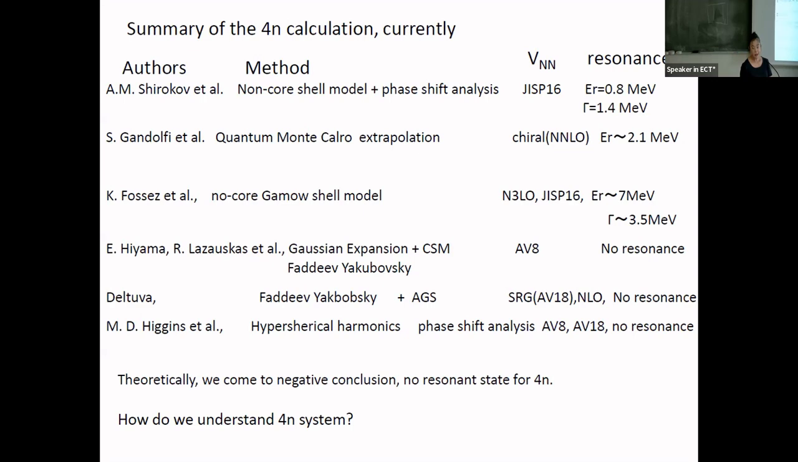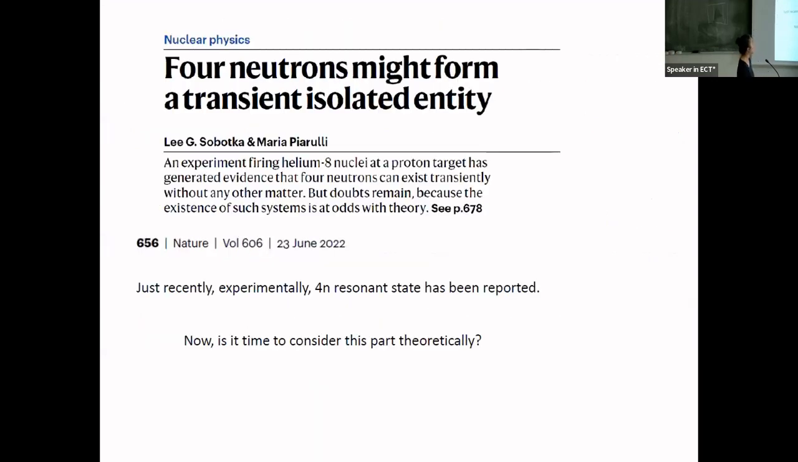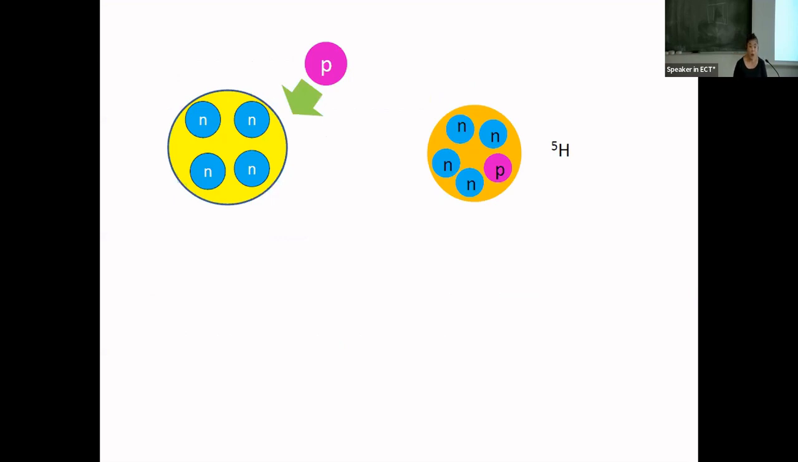But then some people gave a talk about this, and last month they published the 4 neutron discovery in Nature Physics. So from this observation, maybe theoretically we have a problem. Is it time to reconsider this situation or not? Considering this, this is my idea: let's put 1 proton onto this 4 neutron state.